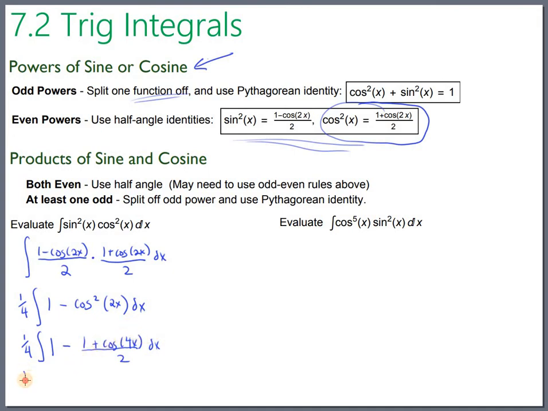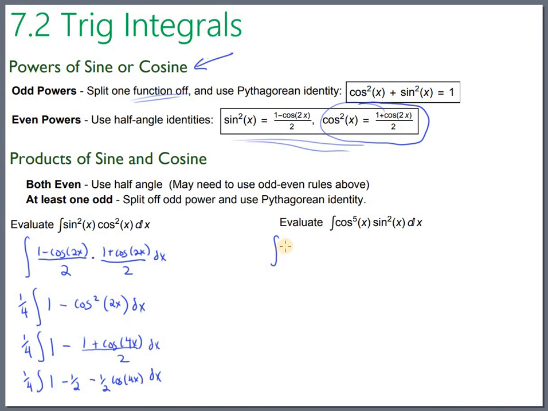And maybe here, just to squeeze this in one more time, we'll turn that into 1 minus 1/2 minus 1/2 cosine 4x dx. Okay, and I'm not actually going to do the integration. All three of these pieces are pretty easy to integrate. The cosine of 4x will take a little U substitution. But okay, let's go ahead and look at this one that's got at least one odd power. At least one odd says split off the odd power and then use Pythagorean identity. So maybe you can't quite see exactly how that's going to work yet, but let's take it on faith.